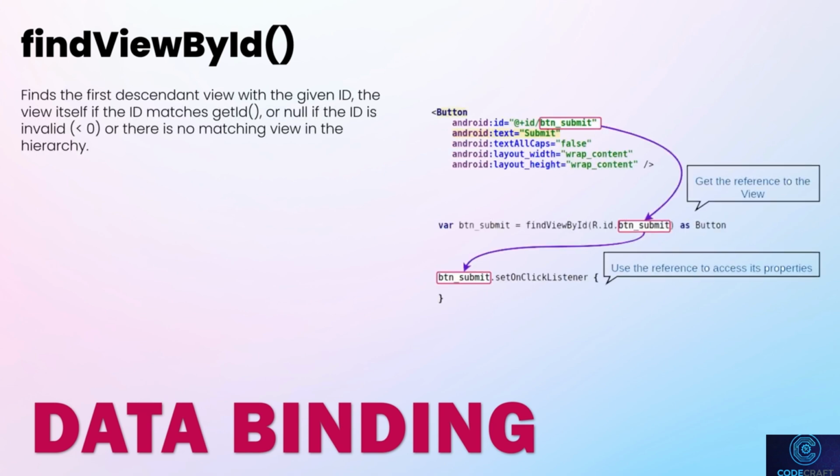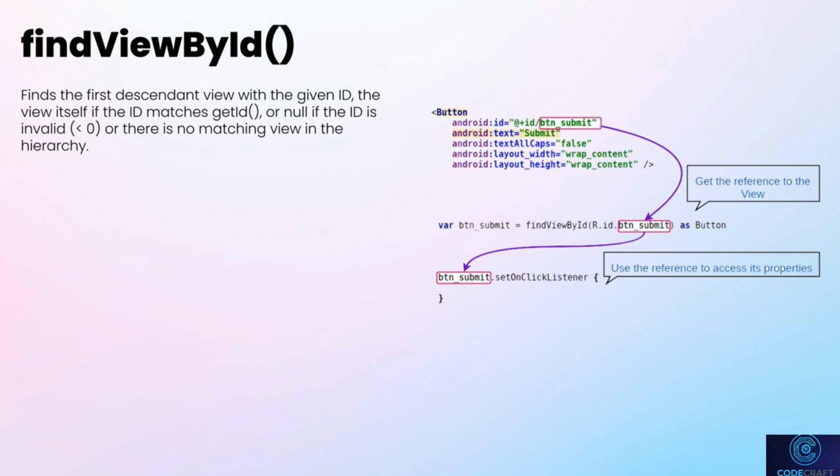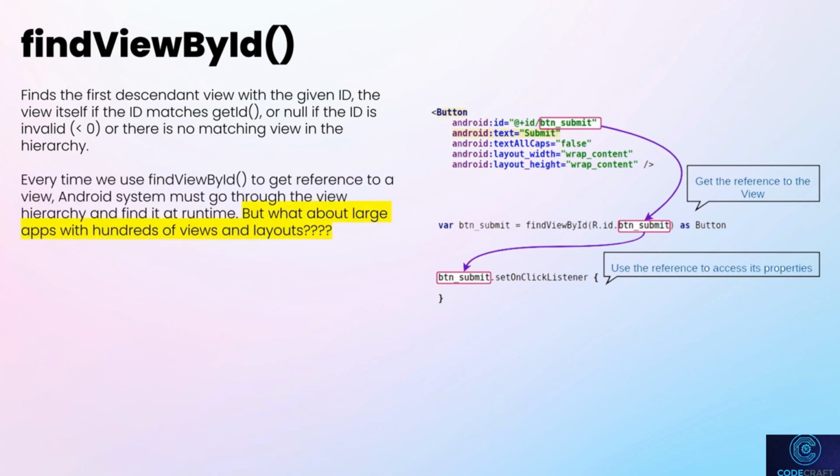We used the findViewById method before in all of our applications. This method will find the first descendant view with the given ID. Every time we use the findViewById method to get the reference to a view, the Android system must go through the view hierarchy and find it at runtime.